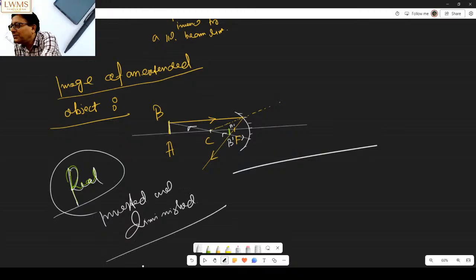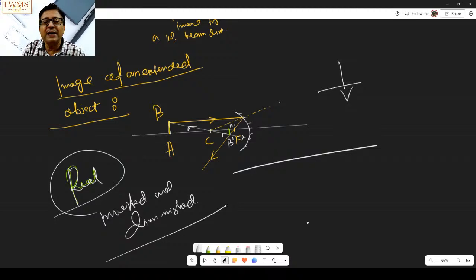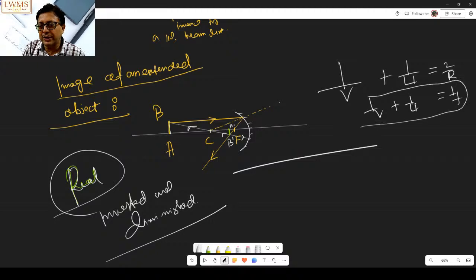So, where have I kept the object? I have kept the object away from the center of curvature. That's why the image is formed in this manner. A dash B dash is the image and it is smaller in size. And in this case also, whatever relation you got for a point object will be valid. 1 by V plus 1 by U equal to 2 by R, and R is 2F, so 1 by V plus 1 by U equal to 1 by F. Okay?